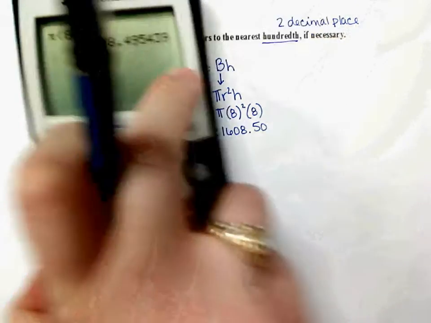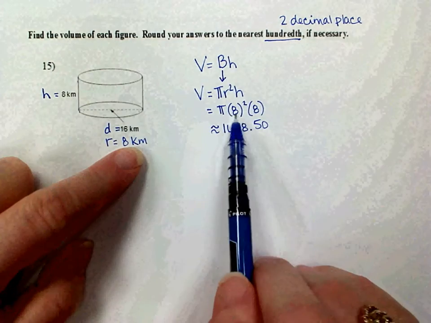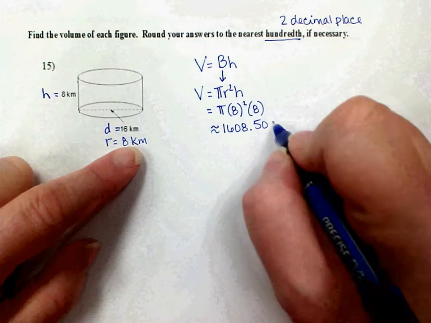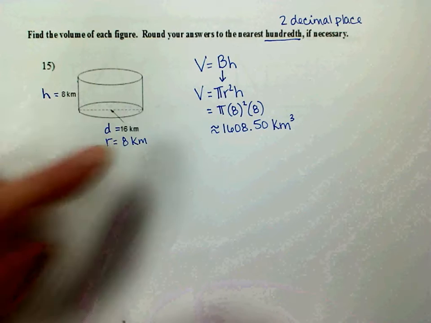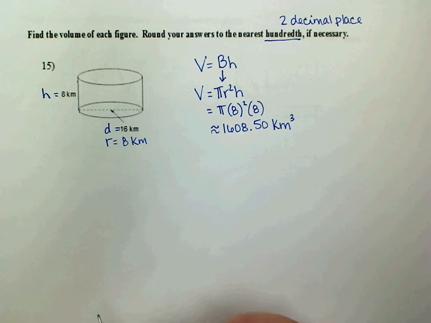Now the units were kilometers, so we had kilometers squared times another kilometers, which gives me kilometers cubed. Volume is always cubic units, and we had kilometers.